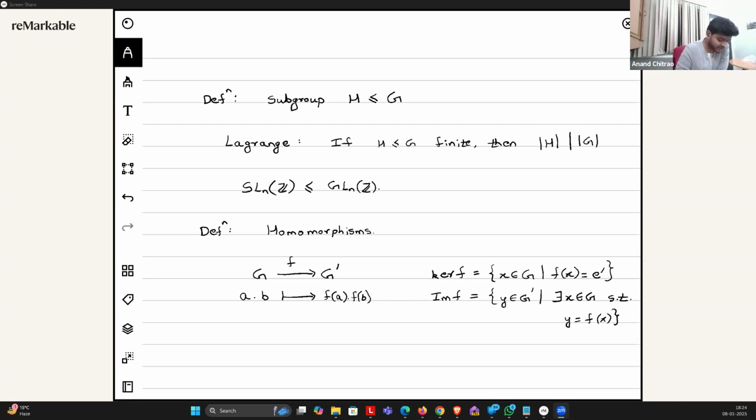So now some excursion for people who might know things. There is a concept called the co-kernel of f, which you'll encounter in your higher studies, and it is defined to be G prime modulo the image of f, when things make sense. It doesn't always make sense because the image of f may not be normal, but you can look at G prime mod the image when things make sense.